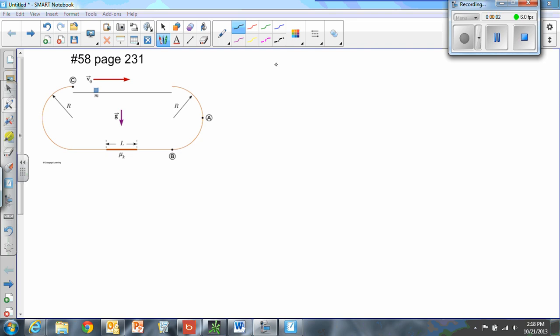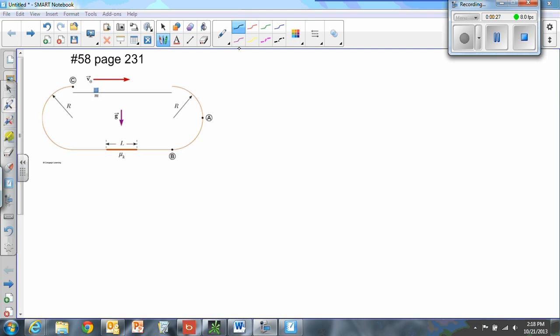This is number 58 on page 231. A small block of mass 0.5 kilograms is fired with an initial velocity of 4 meters per second along a horizontal section of frictionless track, as shown at the top portion of the figure here. This picture right here is also in your book.